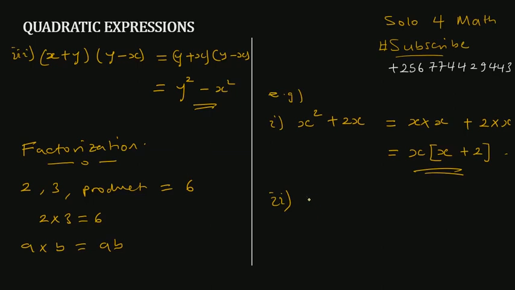Let's try to expand (x + 2) into (x + 4). Using the identities we looked at, this would be equal to x squared plus 6x plus 8.